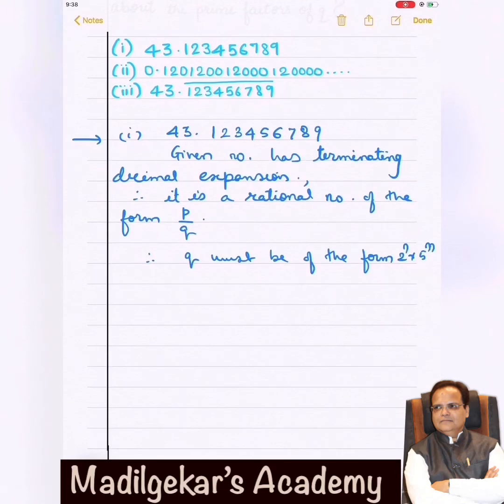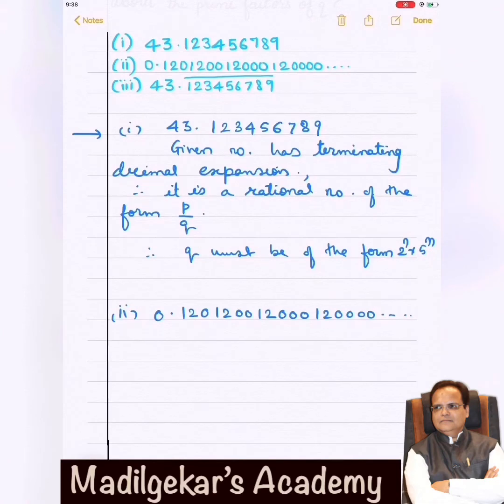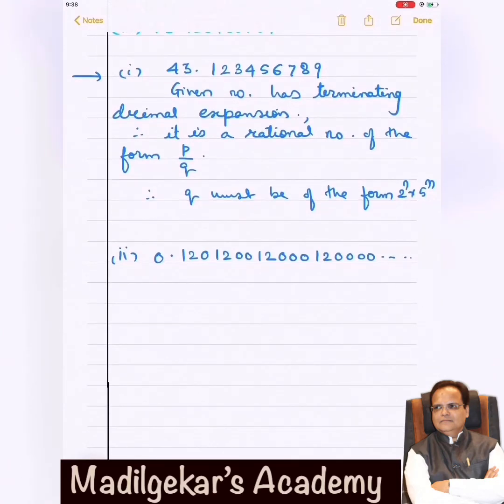Now the second bit, it is 0.120120012000120000 and so on. As we can see, you count the number of zeros after every 1 and 2. Here there is only 1 zero. There are 2 zeros here, then 3 zeros. It means we can conclude this decimal expansion is non-terminating and non-repeating.